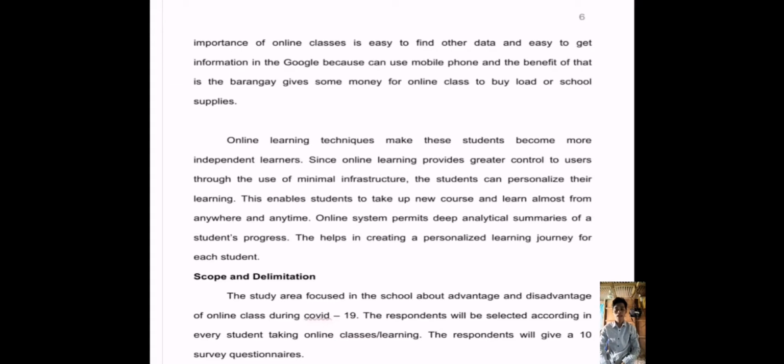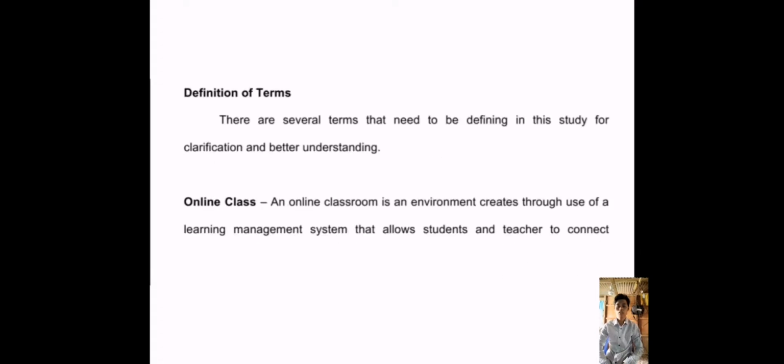Scope and delimitation. The study area focused in the school about the advantage and disadvantage of online classes. During COVID-19, the respondents will be selected according to every student taking online classes or online learning. The respondents will be given a 10-item survey questionnaire.